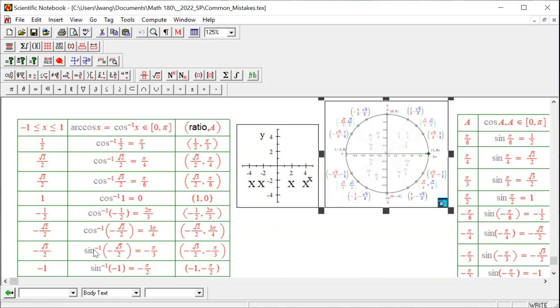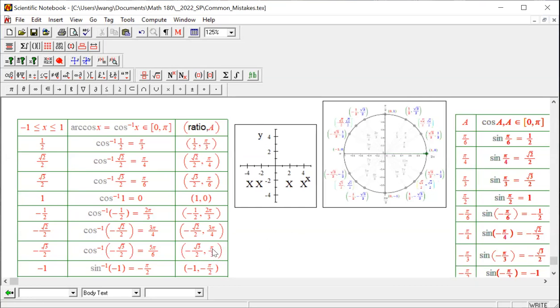So arc cosine of -√3/2 is going to be equal to 5 pi over 6. Am I right? Yes. So this is not going to be -pi over 6. This is 5 pi over 6, guys. Now arc cosine of -1, what does it equal? It equals pi. So this is pi.